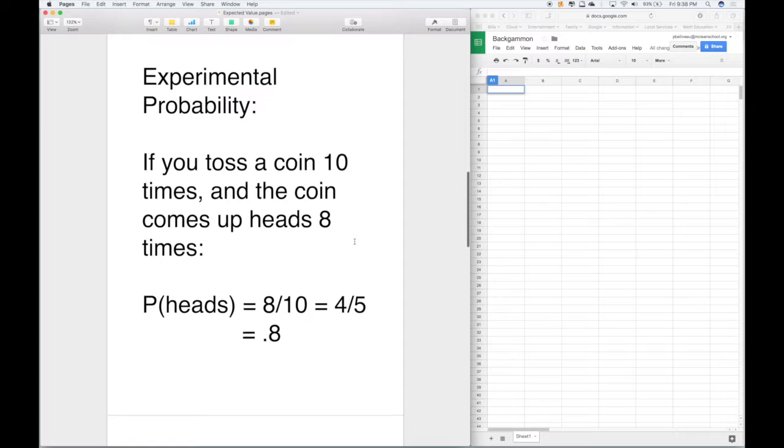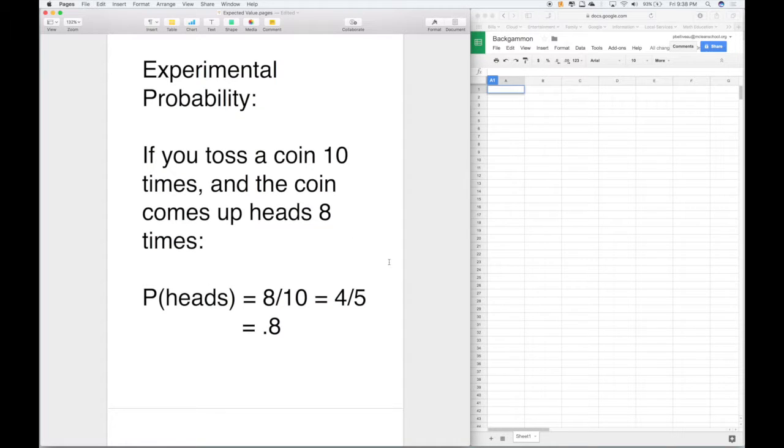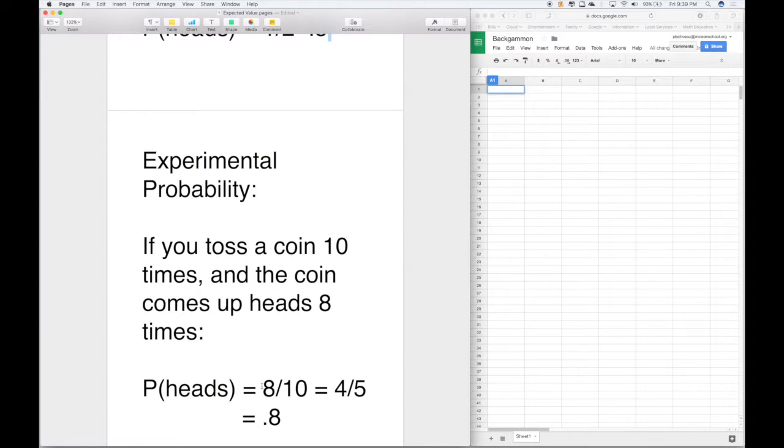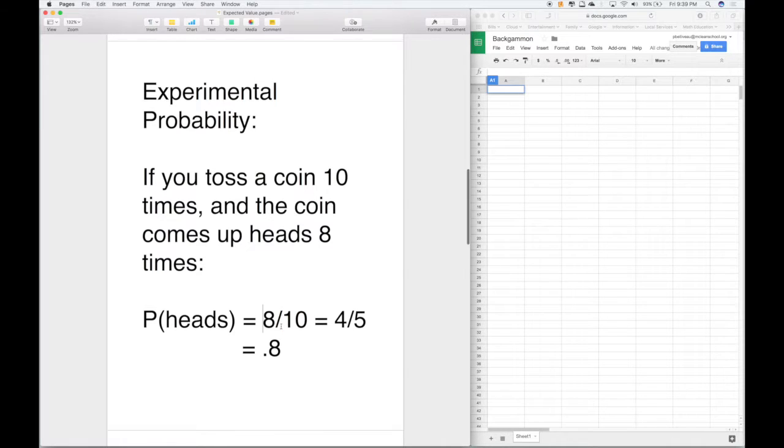Then there's something called experimental probability. Now, experimental probability is what actually happens. It's not what you think will happen. If I toss a coin 10 times and the coin comes up heads 8 times, then as far as I'm concerned, the probability of flipping heads with that coin on a coin toss is 8 out of 10. Because the outcome for which I was observing occurred 8 times, and there were 10 trials. So that is my fraction, that is my probability.